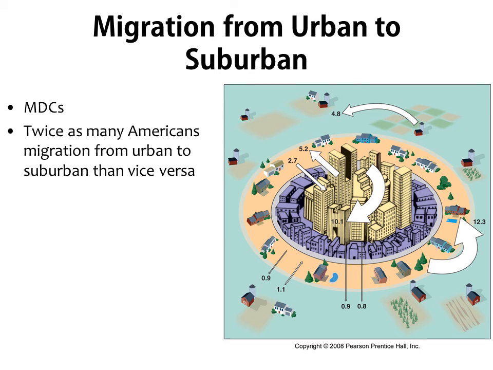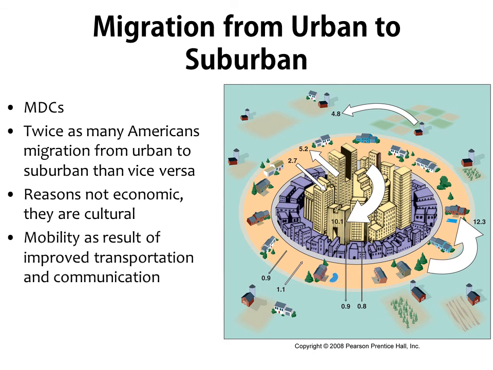And now most of the migration that we do see is from one suburb to another. And so we're starting to see this trend of urban to suburban migration. This is not an economic migration by any means. So when we moved into the cities, that was economically motivated. This one's not. This is culturally motivated. We want green space. We want that lawn. We want that picket fence or the backyard so our dog can run around. So this is not an economic move.